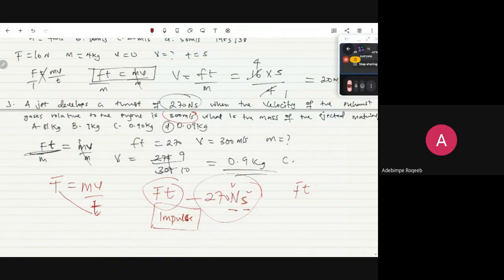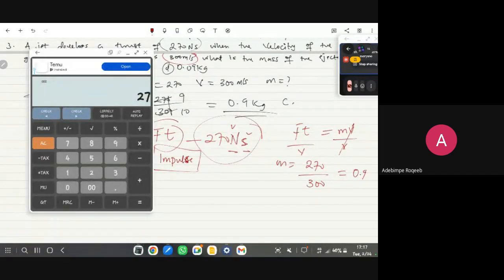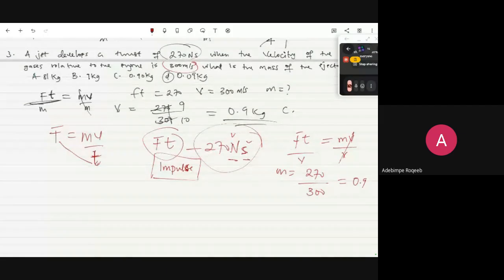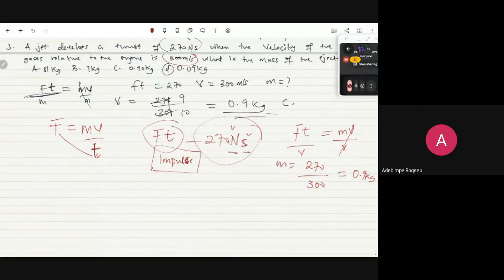So I need to find m. So Ft is equal to mv, divided by v on both sides. So my m is Ft, which is 270, over v, which is 300. If you press the calculator, you're going to get 0.9. Just do 270 by 300. You can see the calculator I'm using. This is the calculator you should practice with. 0.9 kilogram. Is that clear? Yes, sir. Excellent.